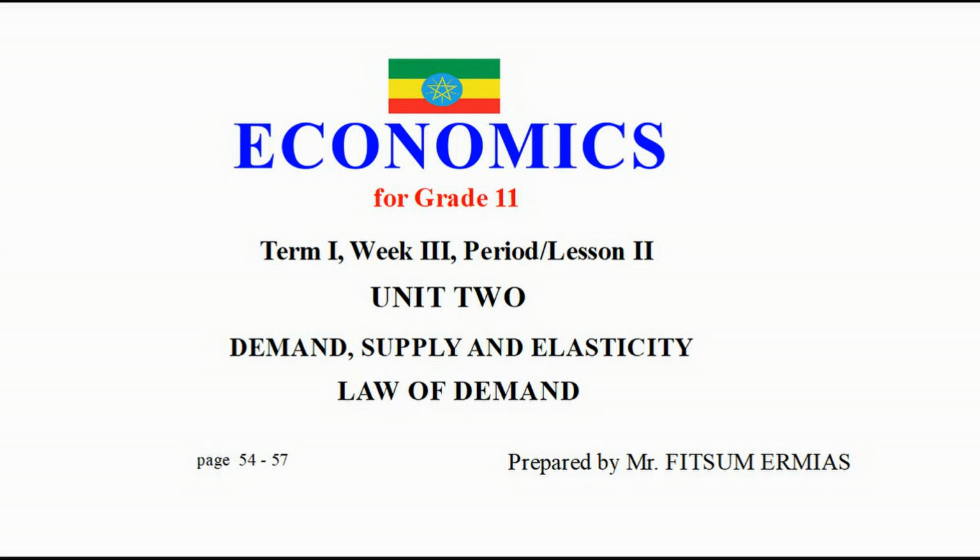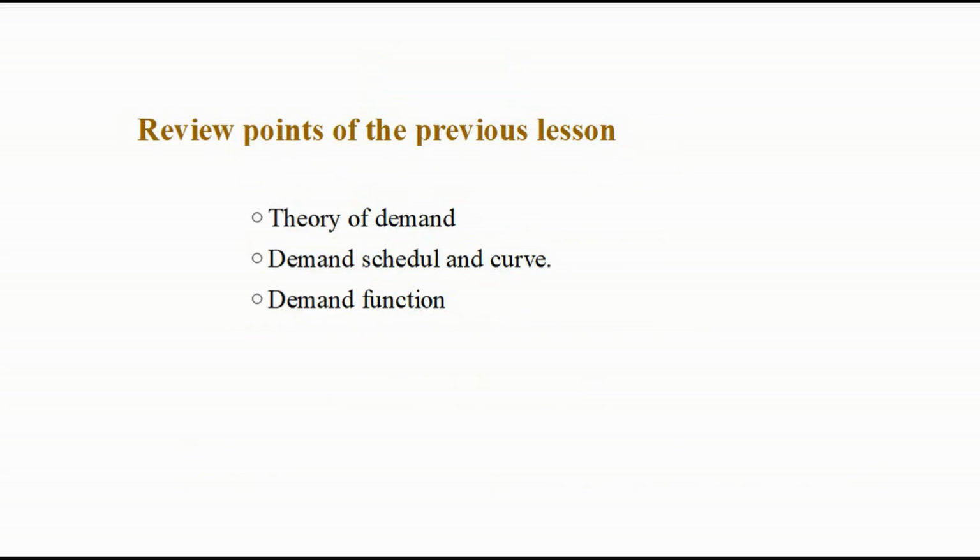Students, before we go to the main part of today's session, let us briefly revise the previous one. In the previous session, we dealt with the theory of demand, and we tried to see the meaning of demand and the way that we are going to represent demand. In economics, the term demand is different from that of the ordinary meaning. Demand refers to the amount of commodity which an individual buyer is willing and able to buy at a given price during a given period of time.